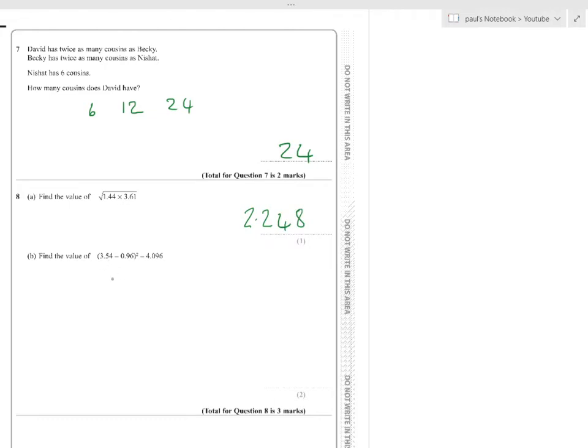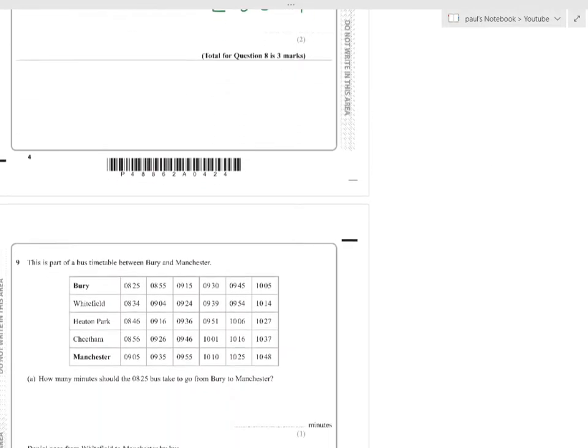So 3.54 subtract 0.96 equals 2.58. Then we've got to square it, 6.6564. Then take away 4.096. That should give us the answer. Lovely, 2.5604. So just do them one step at a time, and you should be fine.